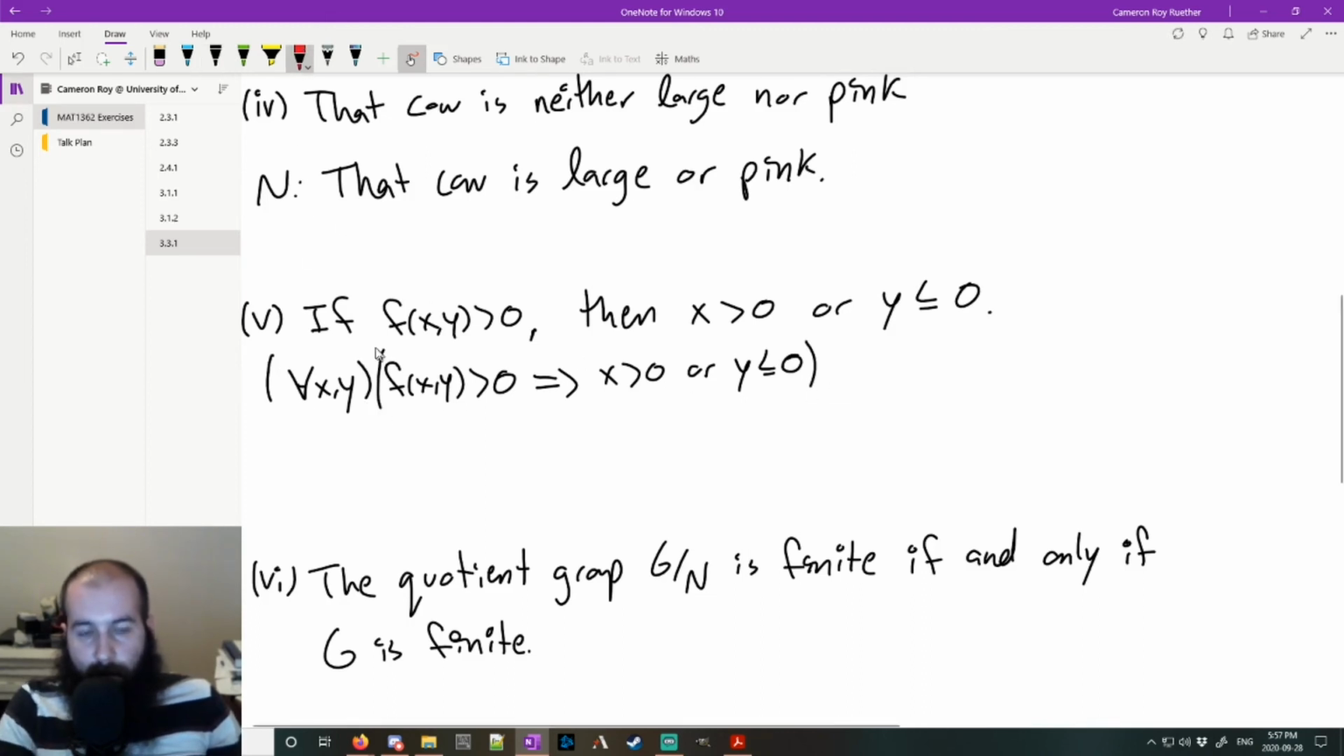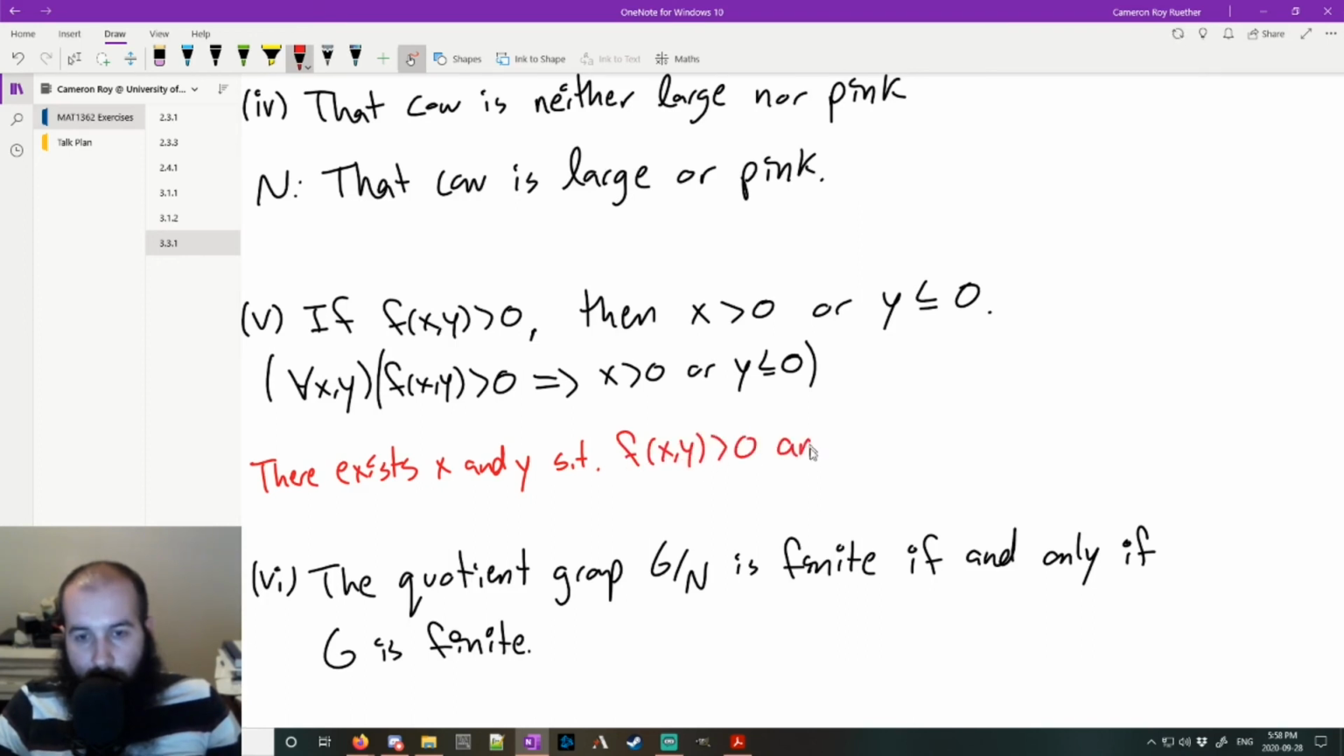So the negation of this, which we're just going to write out, because of this assumed for all in front, this understood for all, the negation becomes an existence. So there exists x and y such that. Now the negation of an implication is the first part stays the same. So such that f of xy is greater than 0. The implication becomes an and, and we get the negation of the conclusion. So the negation here is the negation of this piece, x is less than or equal to 0, or becomes and the negation of this piece, y is strictly greater than 0. And this is the negation here.